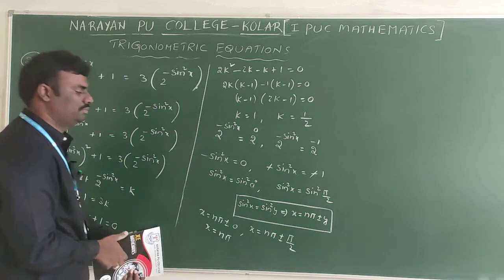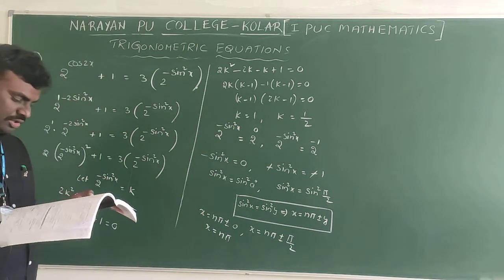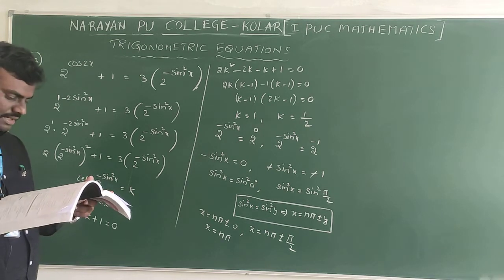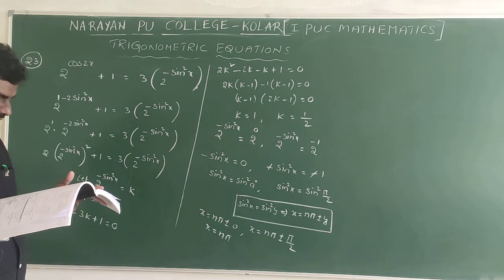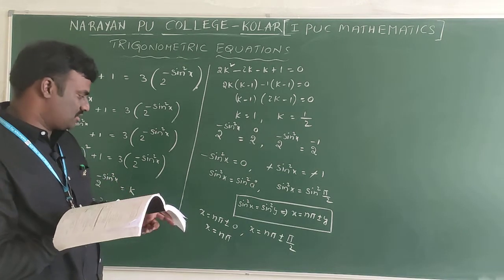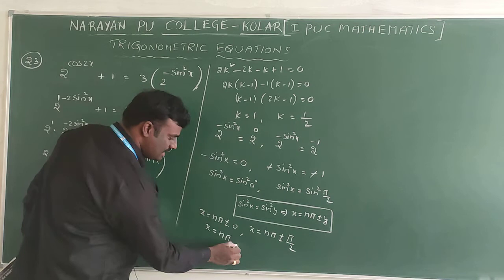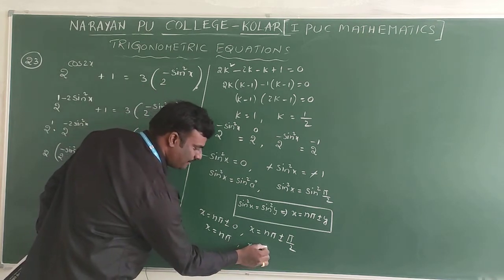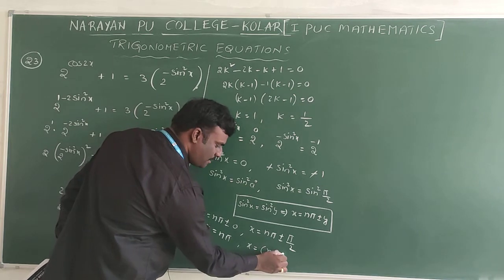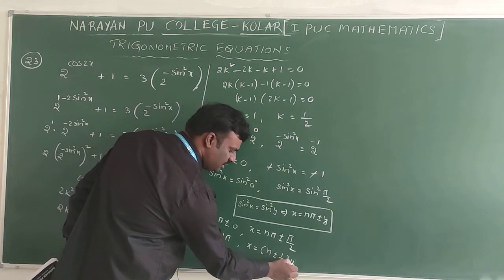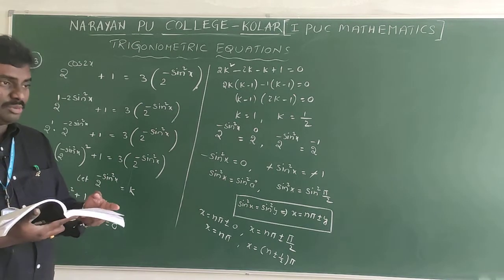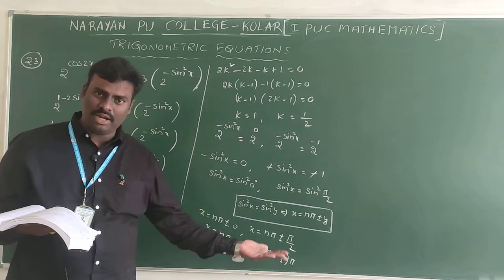Pi by 2. So finally we got two general solutions, but these general solutions are not given. Which of the following is not a general solution? See, if you write this one, you can take pi common: n plus or minus 1 by 2 into pi. N plus or minus 1 by 2 means plus will give 1, minus will give 1 as well.